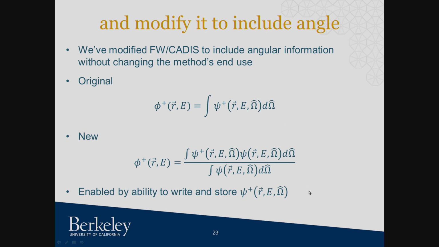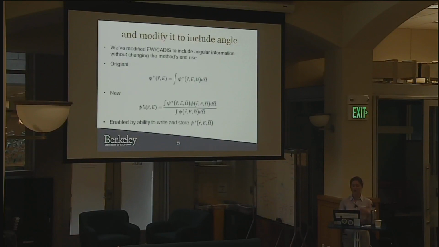Why didn't anyone do this before? Well, the angular flux is really big, and most codes only write the scalar flux. They don't even store the angular flux internally. They do the integration on the fly, so they never even have the angular flux at all. So we had to modify the code to store and write the angular flux, and that's only possible now because of this larger computer situation. Because computers are bigger, we can now store more information and use it when we couldn't before.